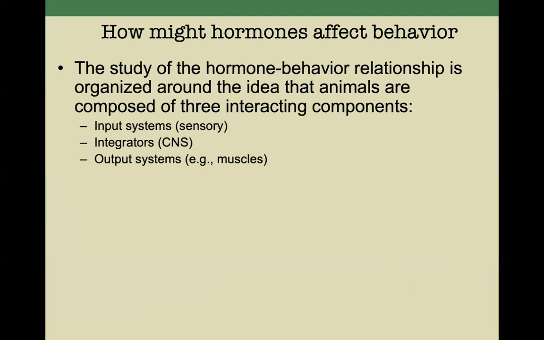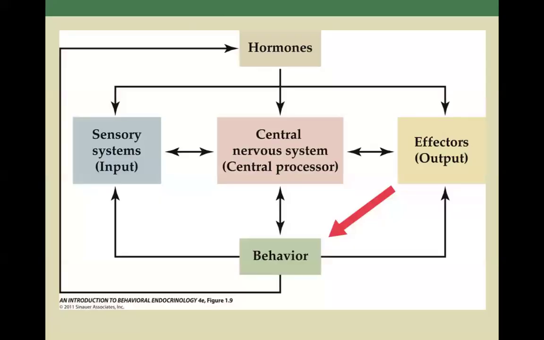So, the study of hormone behavior relationships is organized around the idea that animals are composed of three interacting components: input systems or sensory, integrators like the brain and spinal cord, and output systems, including muscles. Here is a general schematic of how these three component parts can interact and feed into each other.